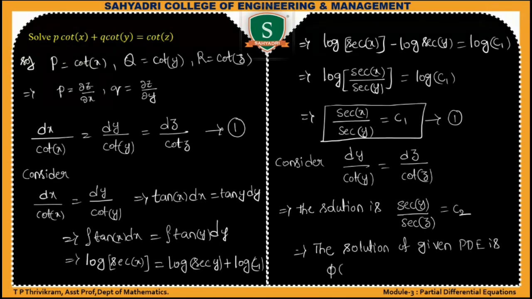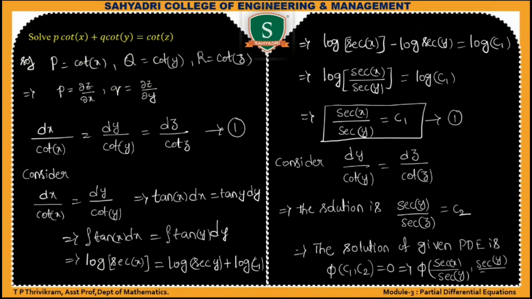phi of c1, c2 equal to 0, which is nothing but phi of sec x divided by sec y, comma sec y divided by sec z, equal to 0. This is the required solution.